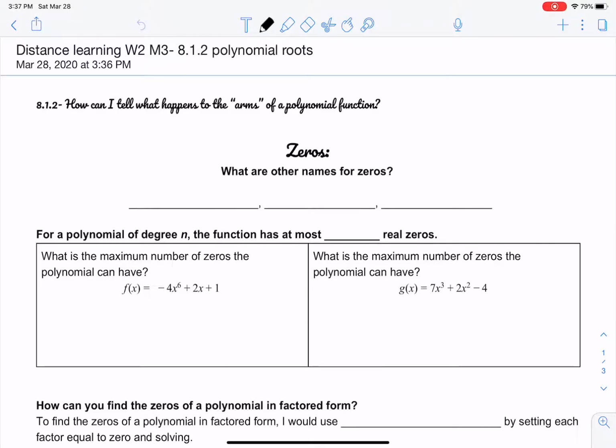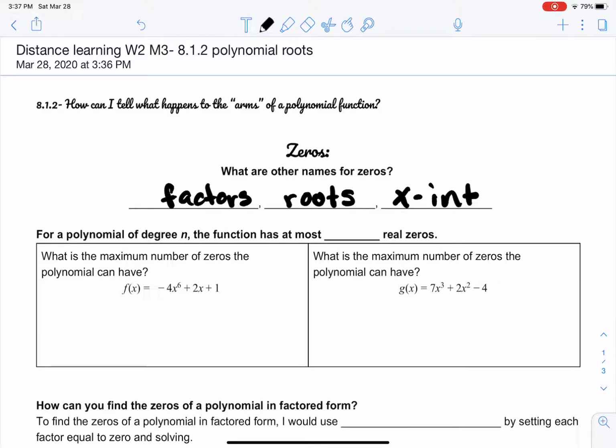Hey guys, so this week we're going to talk about zeros, or the factors of polynomials. And so what are different names for zeros? Well, sometimes we call them factors, or we call them roots, or we can also call them x-intercepts because it's where they cross the x-axis.